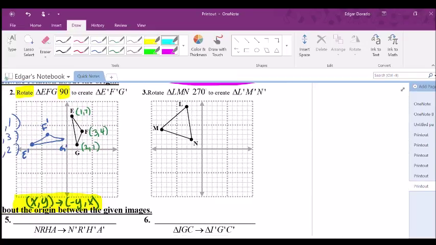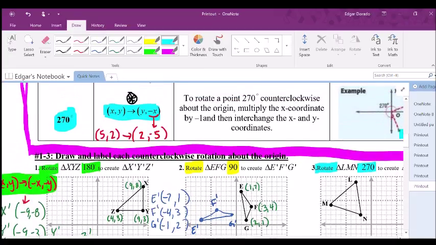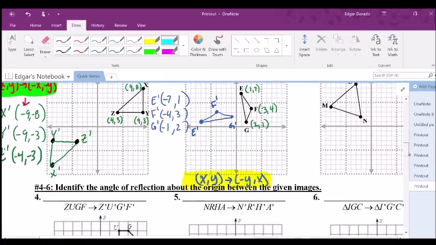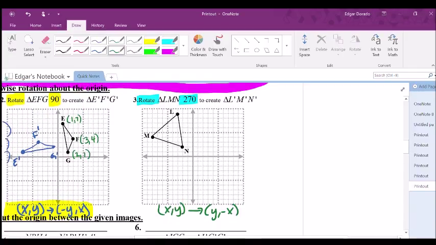Alright, I'm going to actually have you try number 3 on your own, but let's go ahead and see what's being asked. We want to rotate 270 degrees counterclockwise. We're rotating that triangle, so let's find our rule. It is x comma y turns into y comma negative x. So not only are we turning our original x into a negative, but then we have to switch spots with the y. So why don't you guys go ahead and pause the video at this time, and please try that one out, please.